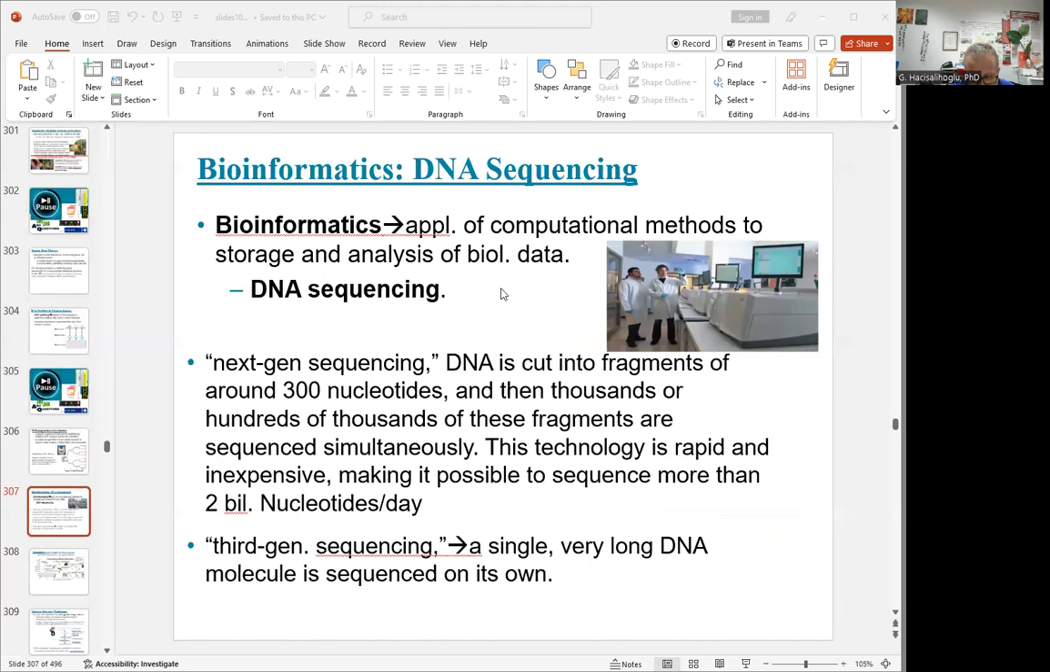Bioinformatics is another DNA technology. One area in bioinformatics is also called DNA sequencing. There are newer, faster, and cheaper DNA sequencing techniques coming out all the time, like next-gen sequencing, and you can see here third-generation sequencing, for example. The idea is the complete nucleotide sequence of the DNA of a specific organism. Okay.